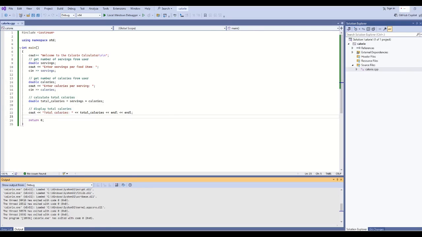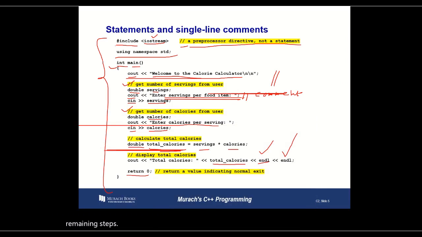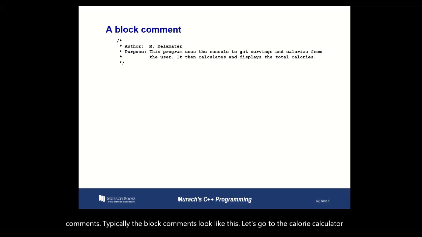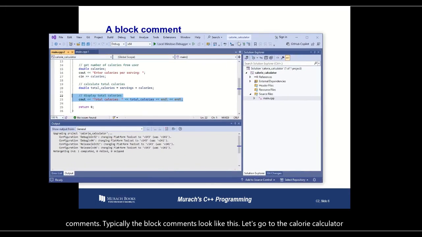Okay, so let's move forward. The comments we have used so far are single line comments, but you can also use block comments. Typically, the block comments look like this. Let's go to the calorie calculator again. Let me open the program again. So here it is that we wrote.